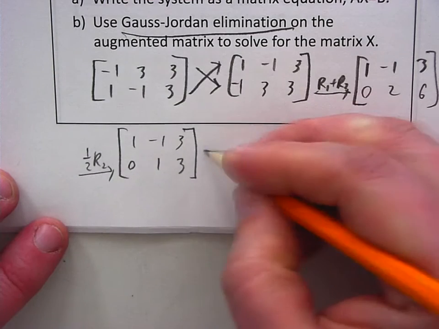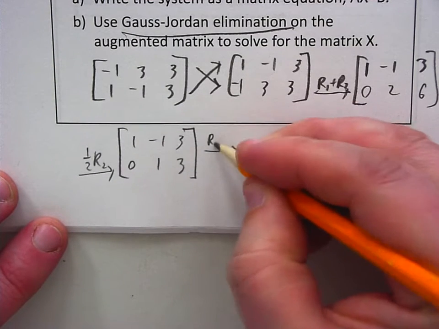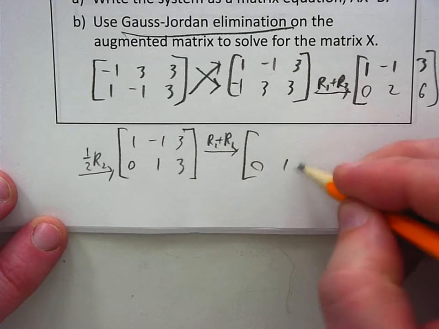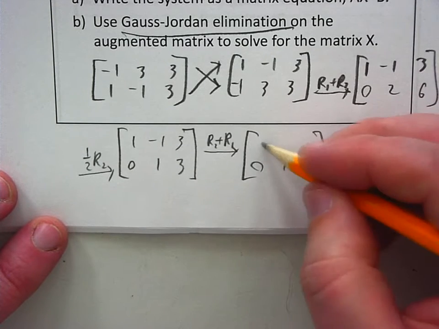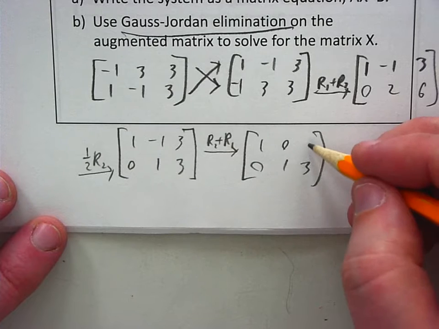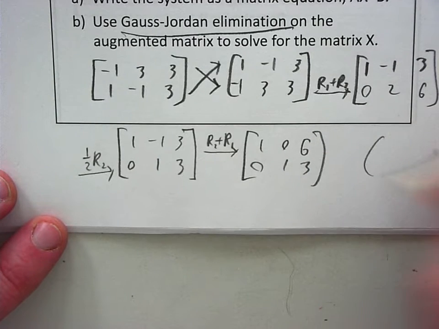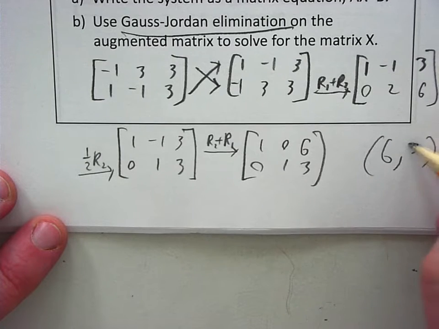Add row 2 to row 1 and replace row 1. The bottom row is going to maintain. The top row is 1, 0, and what? 6. So my solutions are what? 6, 3.